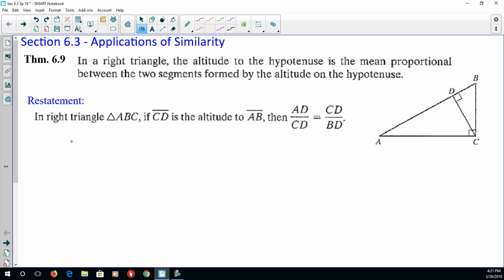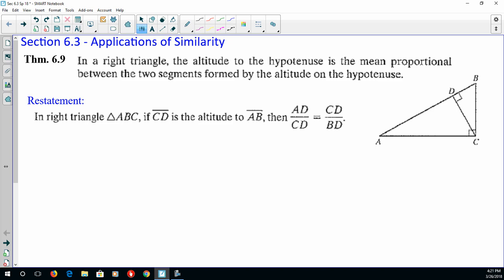Okay, so Theorem 6.9 is the first thing of importance in section 6.3. And the way it reads is kind of odd. In a right triangle, the altitude to the hypotenuse, so I've got a right triangle here, here's the hypotenuse, and this is the altitude, is the mean proportional between the two segments formed by the altitude on the hypotenuse.